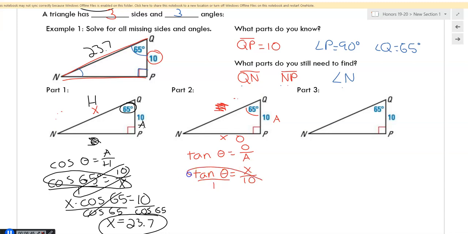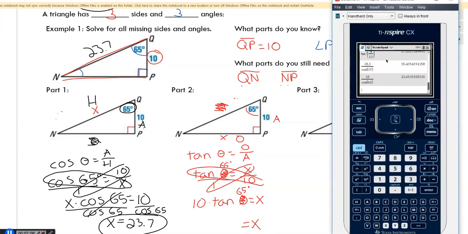Put it over 1 and cross multiply, right? So I have 10 times tangent of theta equals x. Oh, not theta. Sorry about that, guys. You should plug in for your angle as well. It's 65 degrees. So x equals 10 times, and now we're using tangent of 65. Anyway, we have 21.4.